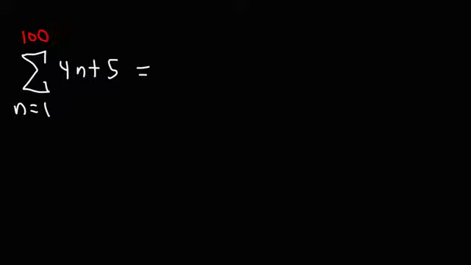So let's write out a few numbers. When n is 1, 4 times 1 plus 5 is 9. When n is 2, 4 times 2 is 8, plus 5 is 13. When n is 3, 4 times 3 is 12, plus 5, that's 17. So we can see that the common difference is the number in front of n, which is 4.